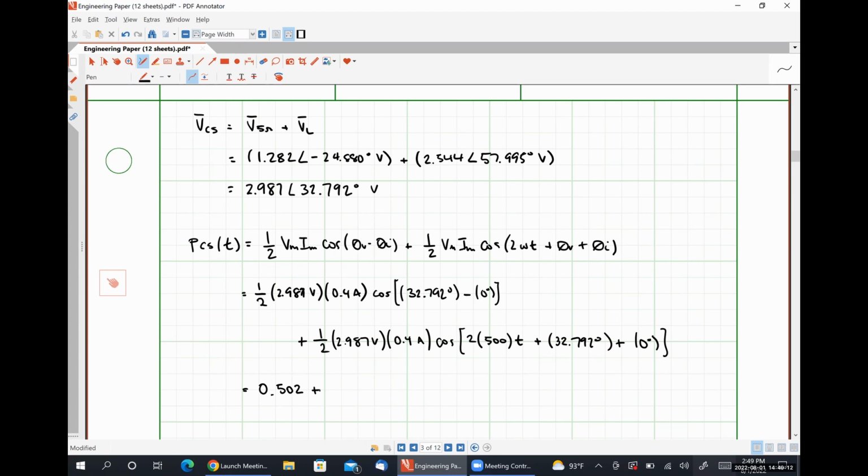plus 0.597 cosine 1000t plus 32.792 degrees watts. So we found all of our instantaneous powers.